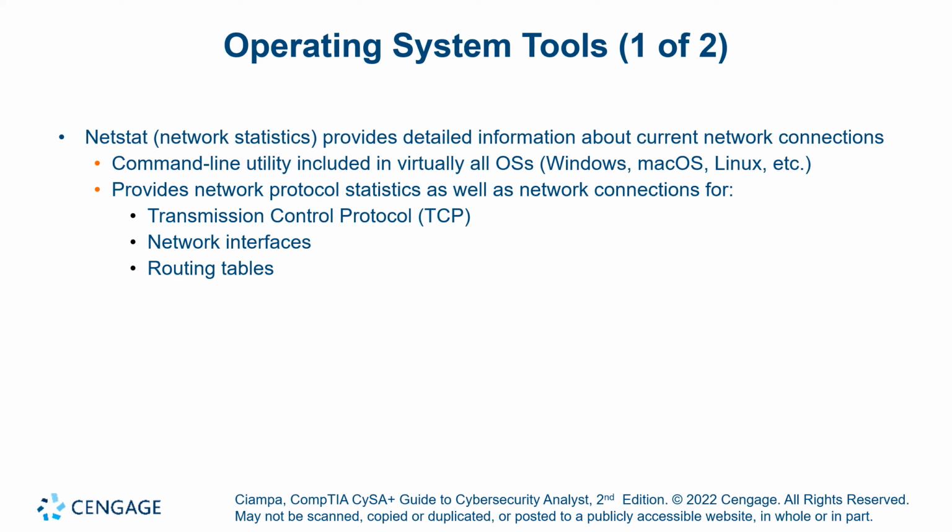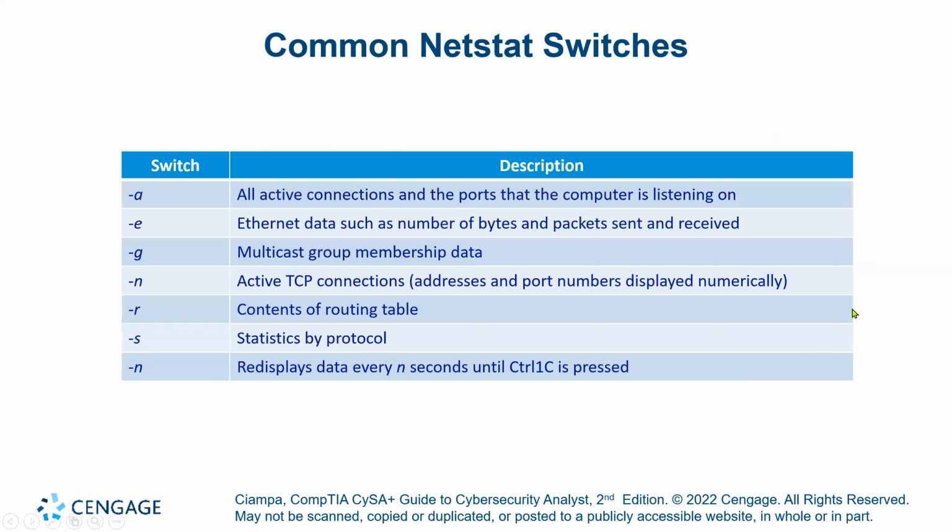Operating system tools. Netstat, network statistics, provides detailed information about current network connections. It's a command line utility included in virtually all Windows operating systems. So you open CMD and you can use Netstat with various commands through Windows. It provides network protocol statistics as well as network connections for TCP, network interfaces, and routing tables. So remember me saying Netstat, well, you type netstat, space, and then these are the switches that get this information.